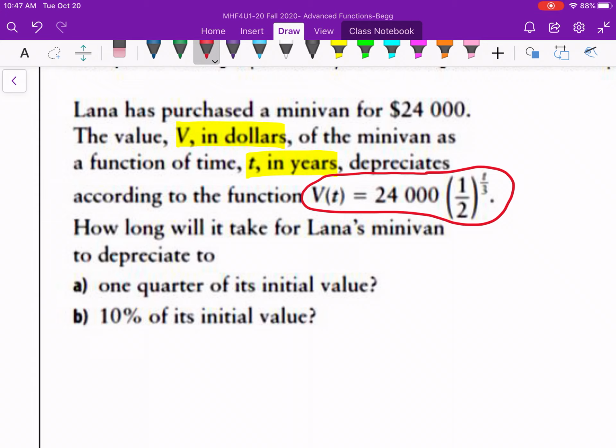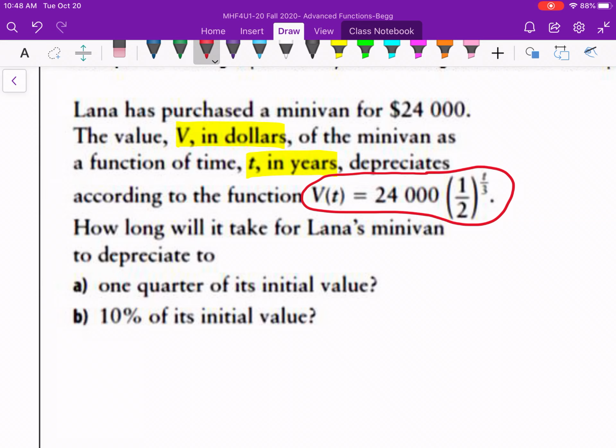So it's 1/2. So when we put that together with the exponent, every time we increase the exponent by 1, then we're going to cut our value in half. So if we had a power of 1 on that 1/2, then we'd have half overall, and a half of 24,000 would be 12,000.